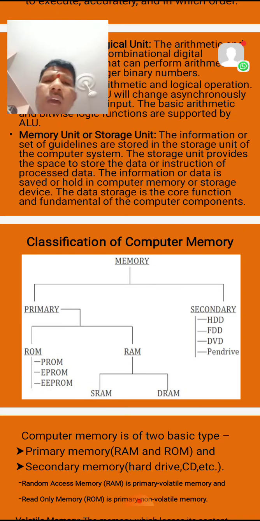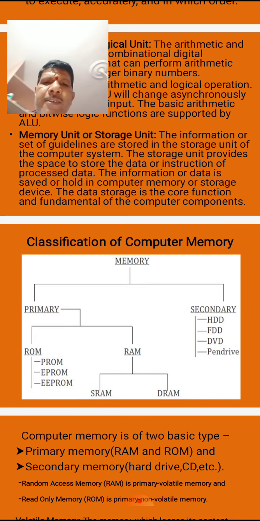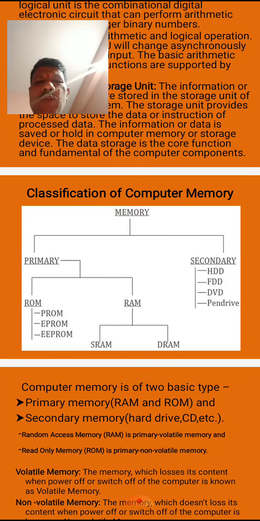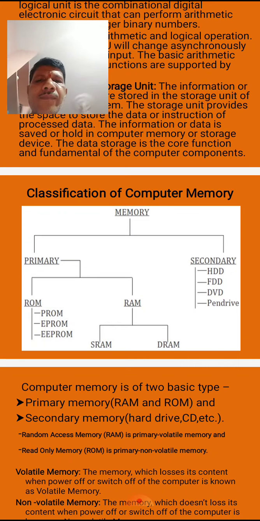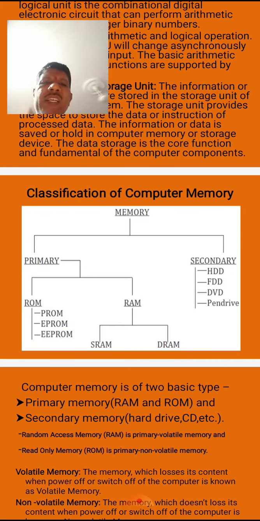Here ROM means read only memory. RAM means random access memory. In other words, it is also called read and write memory. And RAM again has two types: SRAM and DRAM. SRAM means static random access memory, and DRAM means dynamic random access memory.